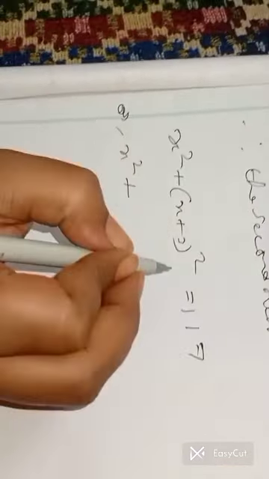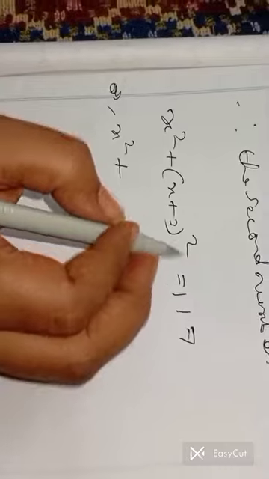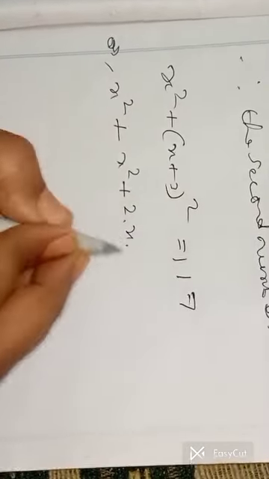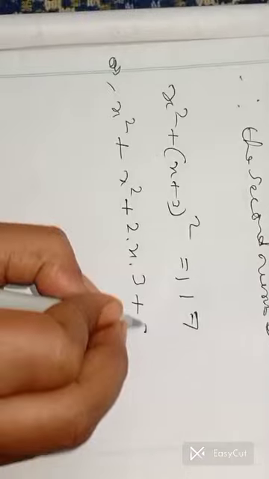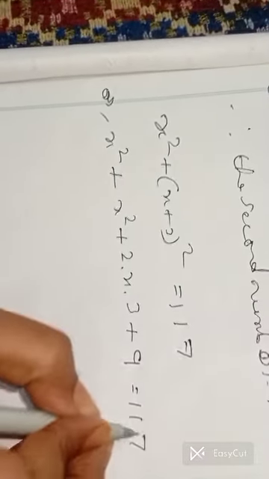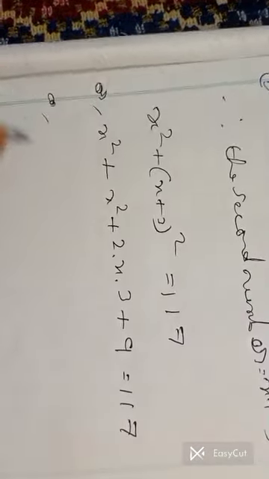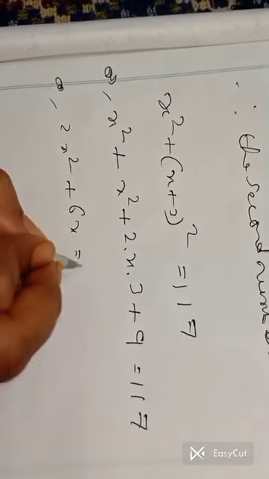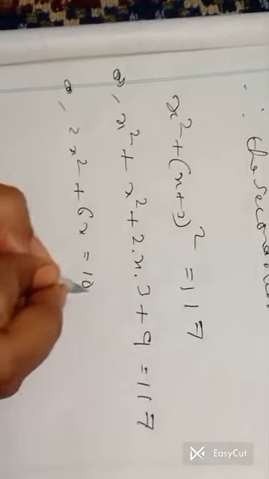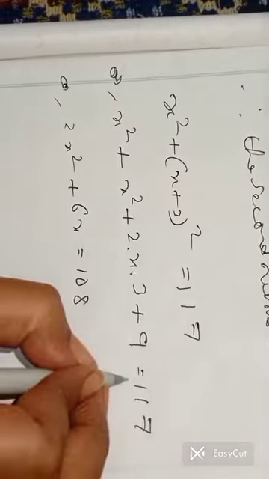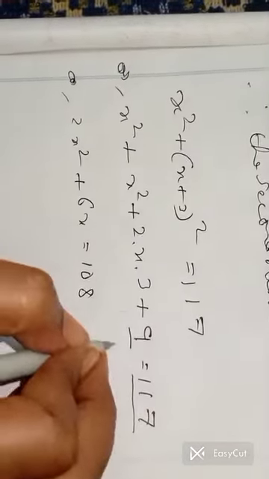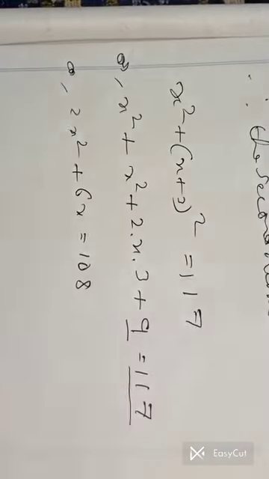So by solving, what do we see? x plus 3 whole square is in the form of a plus b whole square. So what do we get? The formula is a square plus 2 into x into 3 plus 3 square, which is 9, equal to 117. So what do we get after solving this? We get 2x square plus 6x equal to 108. Why 108? Because 117 minus this 9 comes to 108.